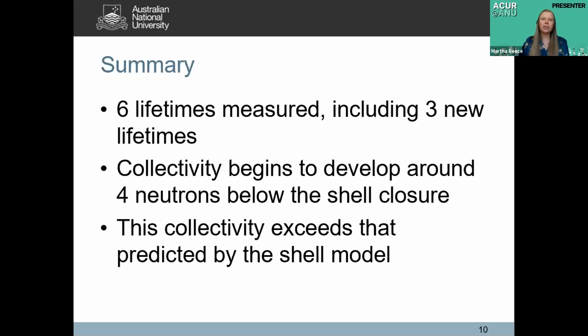And all of the models that we've got here are used to predict the behavior of nuclei. And so the better we can predict them, the better we can use them to do things like nuclear medicine and nuclear power and things like that.